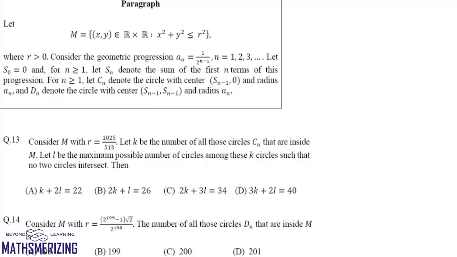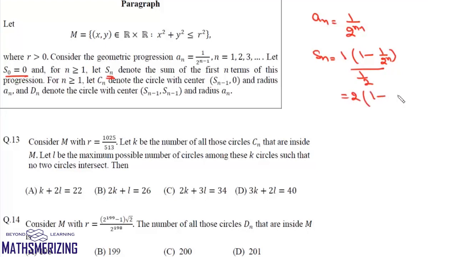Now here the question is, we are given a GP in which a_n is 1 upon 2 to the power of n minus 1, S_0 is 0, and S_n is the sum of first n terms. So this S_n is a(1 minus r to the power n) upon (1 minus r), with r = 1/2, so it will be 2 into (1 minus 1 upon 2 to the power n).